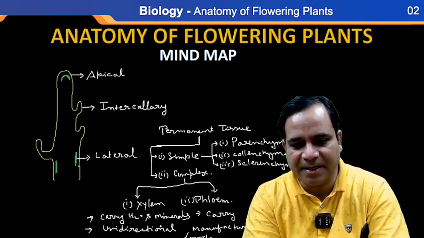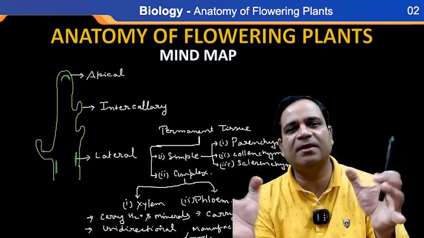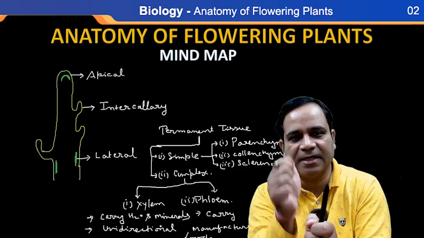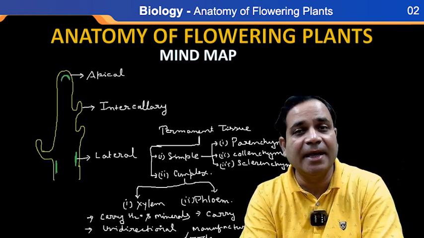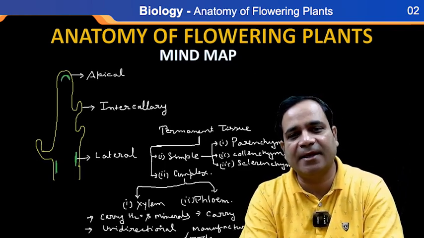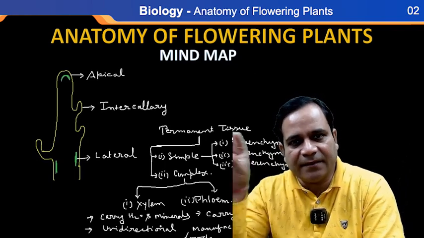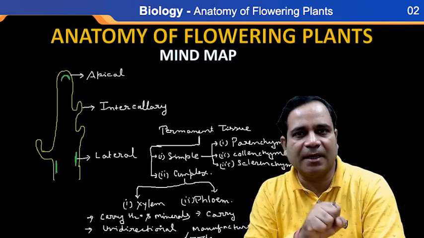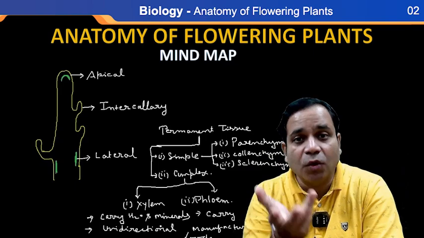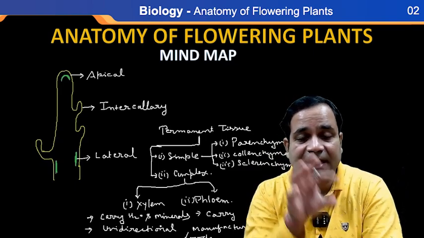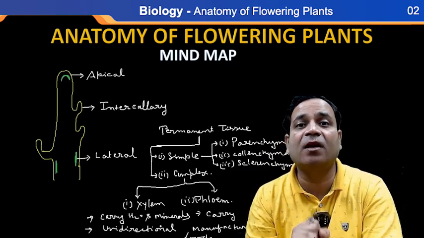In a single direction means the water and minerals are absorbed by the roots, and the roots carry that water and minerals with the help of a tissue. That tissue is known as xylem, my dear. After that, the carbon dioxide, sunlight, and the chlorophyll present in our plants are utilized for photosynthesis.